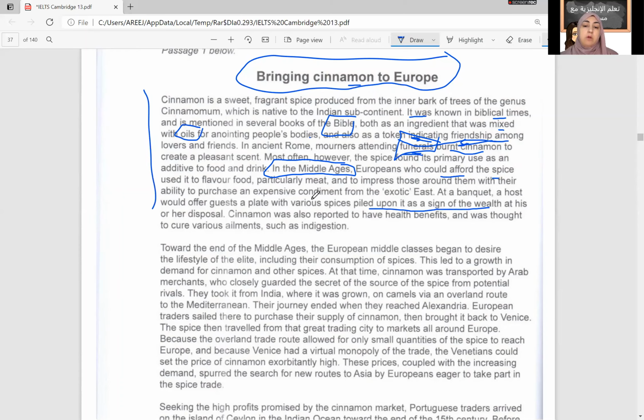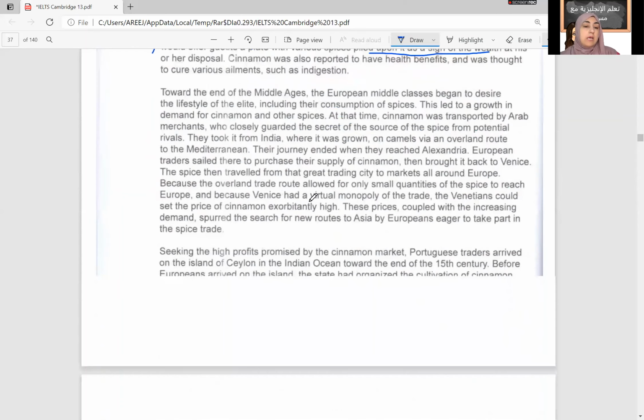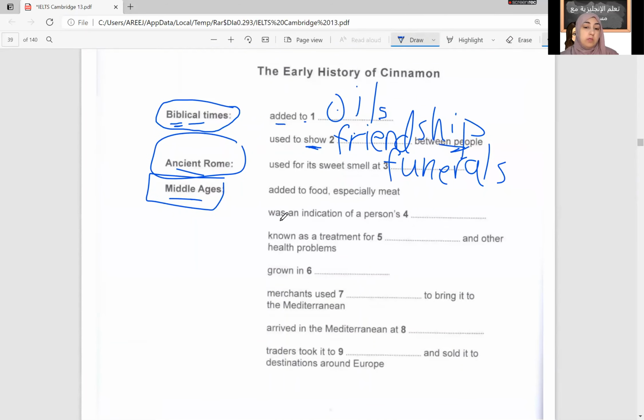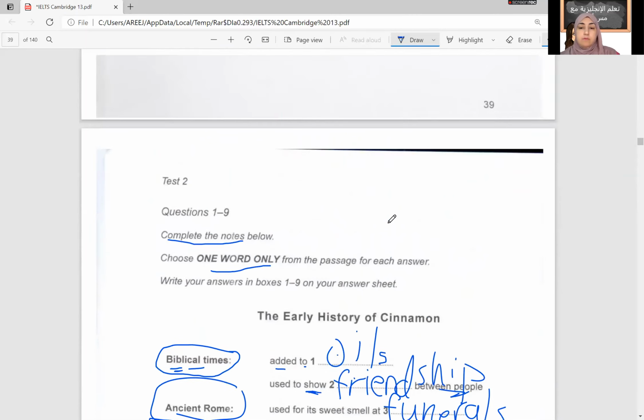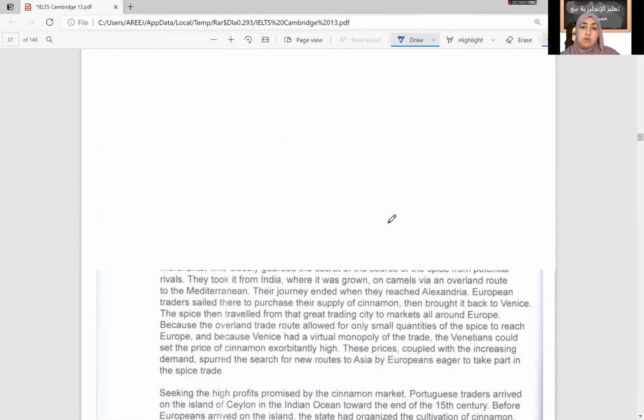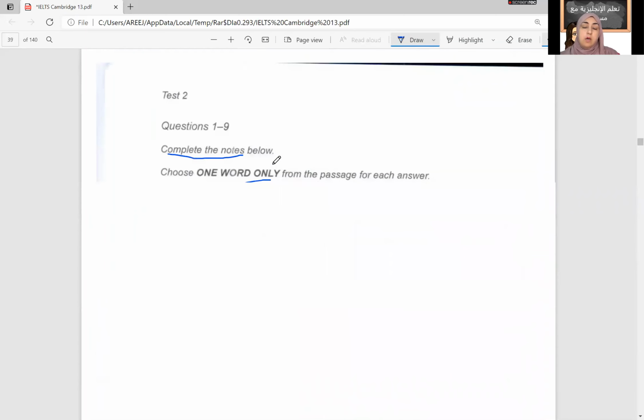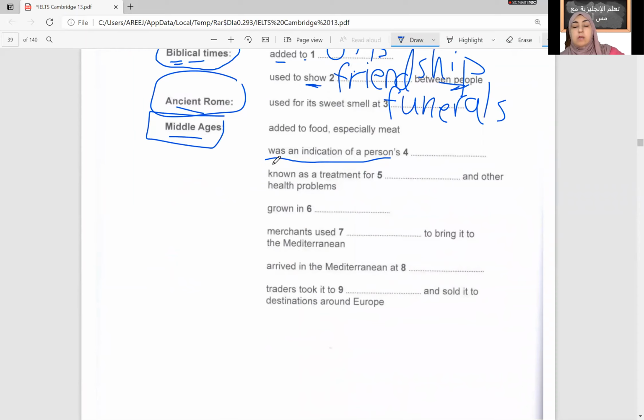So why? To indicate what? That they are rich. So I need to find exactly the same sentence that is reflected or paraphrased in the question. So here I would say was an indication of a person's what? So I go back again. An indication is a sign. Indication means sign. See how important it is to know synonyms? So an indication, a sign of what? Wealth. So the key word is wealth. How do we spell wealth? Focus on spelling. So person's wealth.